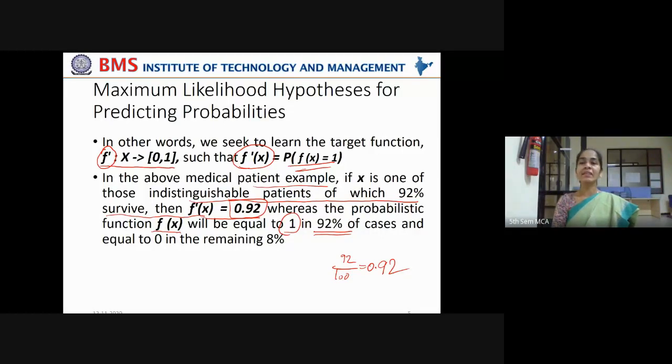In this case, again, if it is classification, we say that 92% of the patients outcome is equal to 1. They are surviving the disease. And 8% of the cases, the outcome is equal to 0. They are not surviving. But if we take the continuous valued functions, we can say that it is 0.92.